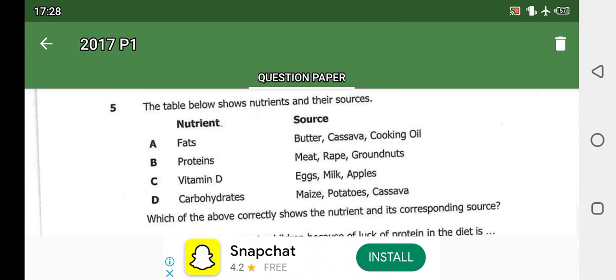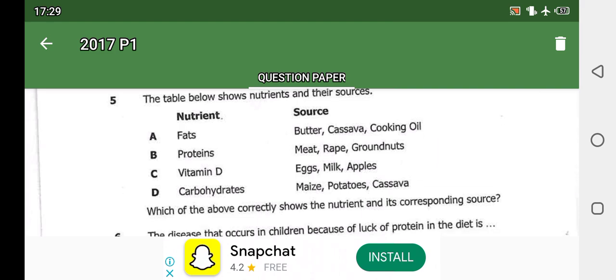So we have got a column for nutrients and a column for source. A, fats comes from butter, cassava, cooking oil. Then let's understand the question before going through the answers. Which of the above correctly shows the nutrients and their corresponding source, which means shows the nutrients and where they come from? So we start with A, fats, and fats comes from butter, cassava, cooking oil.